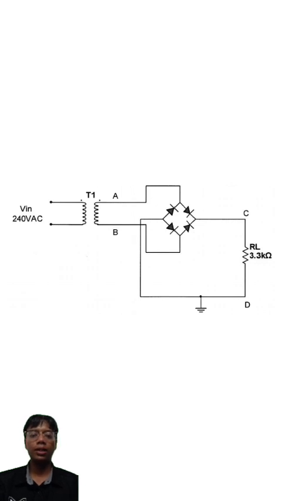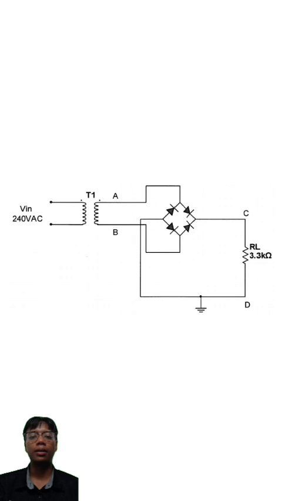In a full-wave rectifier, both halves of the AC signal are used. During the positive half cycle, two of the diodes conduct, and during the negative half cycle, the other two conduct. But they all direct the current in the same direction through the load. This results in a more continuous and stable DC output compared to the half-wave version.